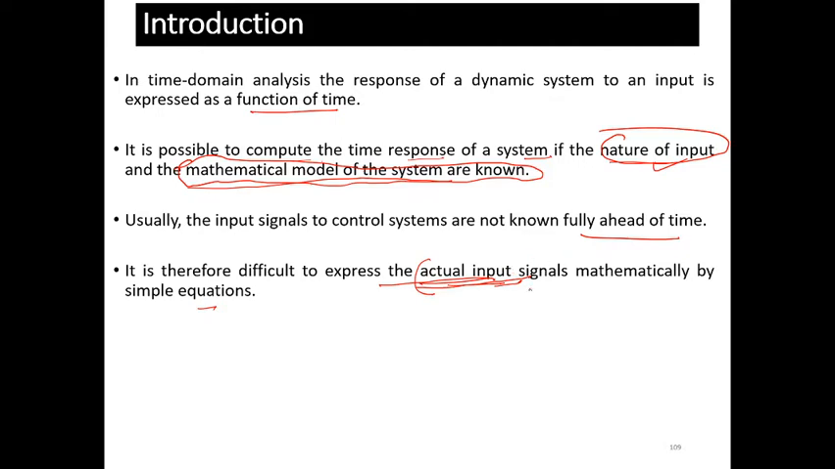Actual input signal means, let's say we want the step signal, and the step signal is mathematically defined like this. Yes or no? Can you tell me what the value of this function f(t) is at t equal to 0? One. It's always 1. Sure? Yes, sir. No. For positive t, it's 1. For negative t, it's 0.